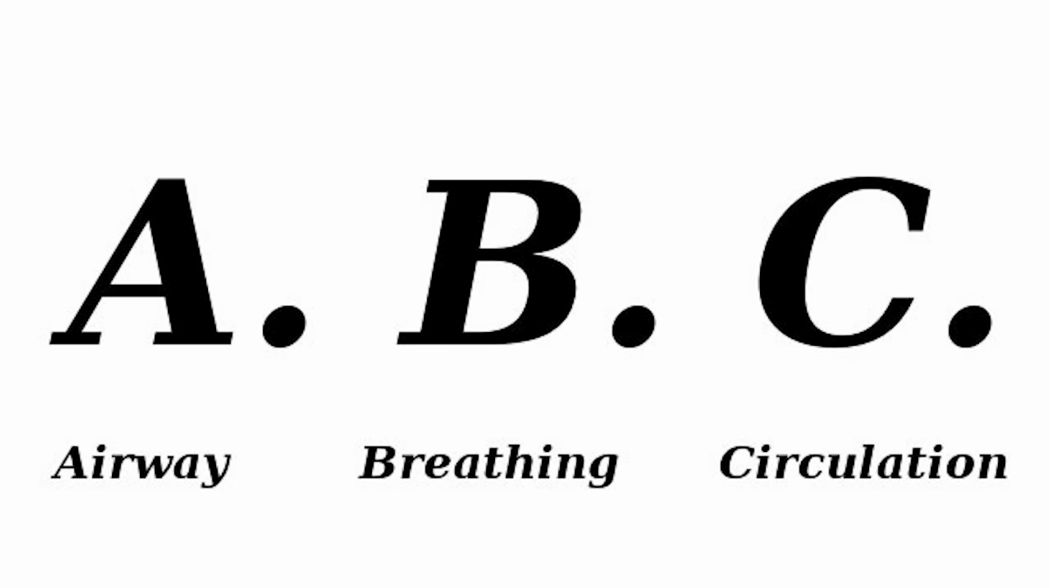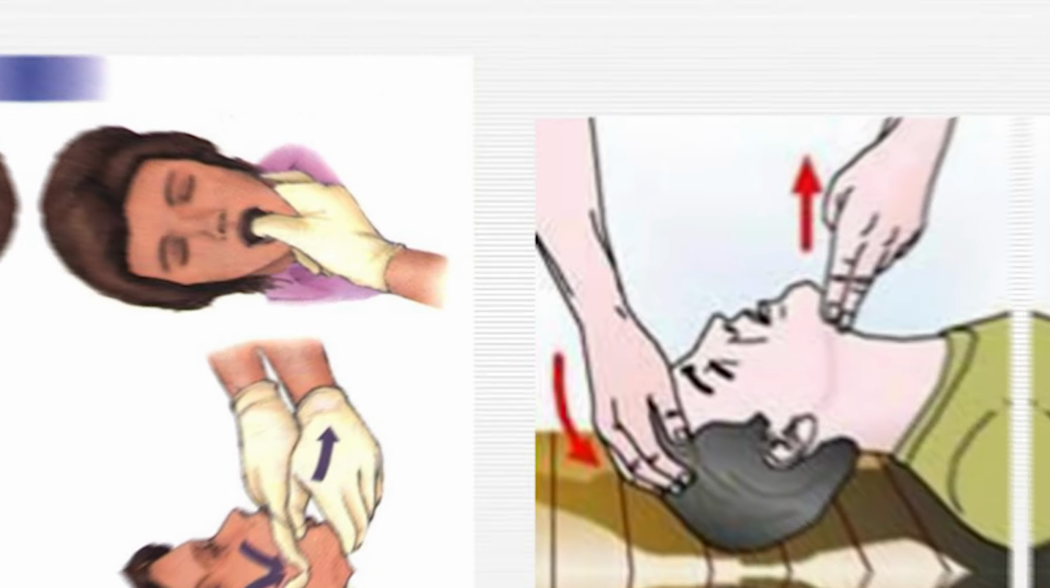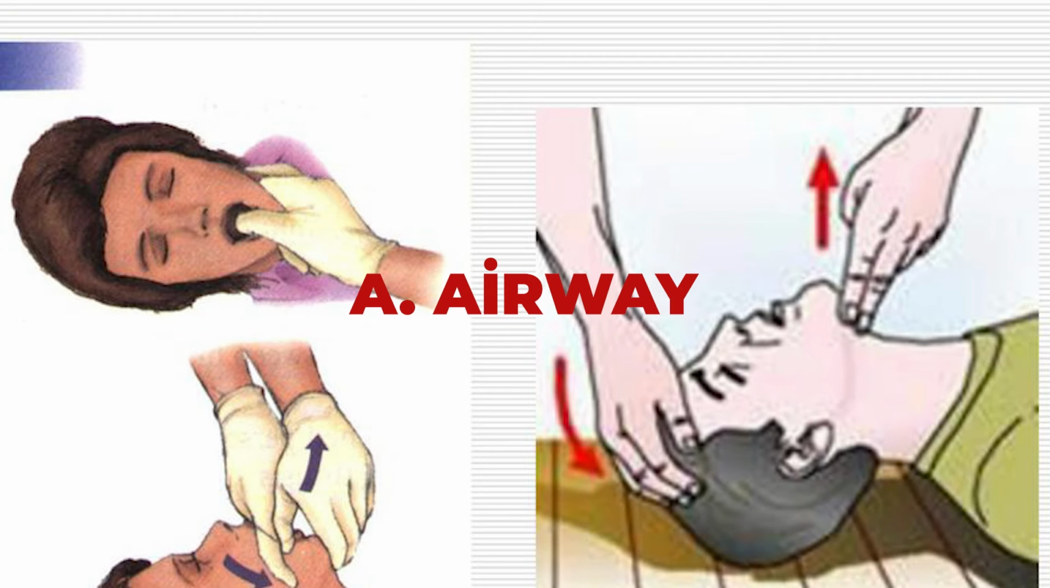ABC represents the basic sequence in first aid interventions, where attention is given to three main elements in alphabetical order: A for airway, B for breathing, and C for circulation. A. Airway. First, assess the airway of the injured or ill person. Take necessary actions to clear a blocked airway due to choking, difficulty in breathing, or the presence of a foreign object. This step is critically important to ensure proper breathing.